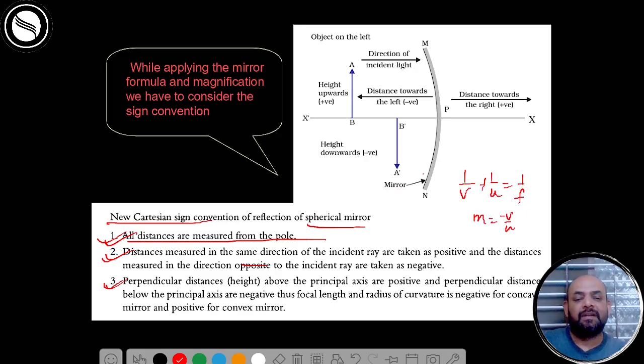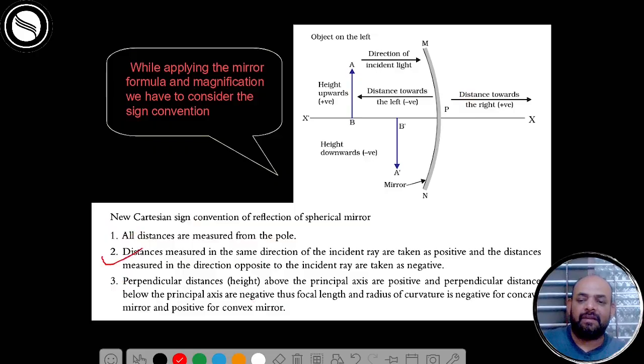This will not change. But the sign convention has been defined a little differently, because more sophisticated students are there, so they can understand. So we can place the object on the right hand side also. That's why they have changed the rule of the sign convention. First, now we don't have to place the object always on the left hand side. We can place the object on the right hand side also. So that rule we have removed.